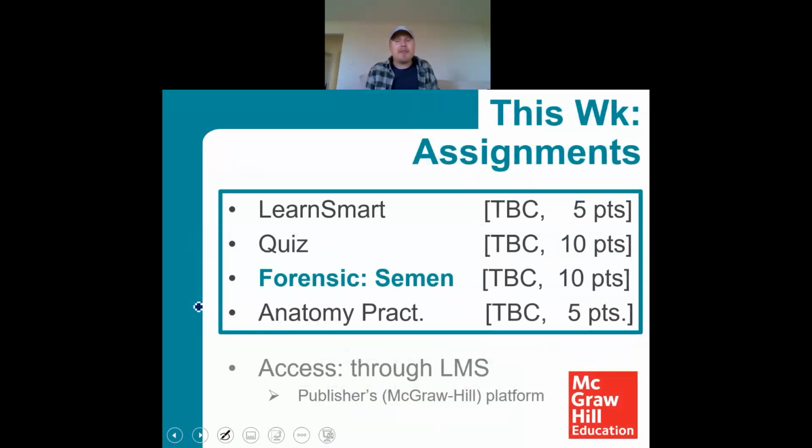Then having a look at this week's assignments, really this and next week are covering the reproductive system. First this week for the males and next week for the females.